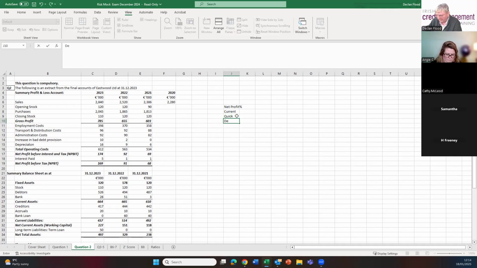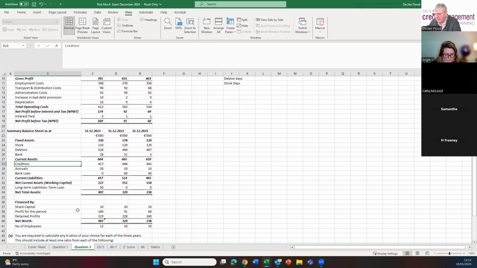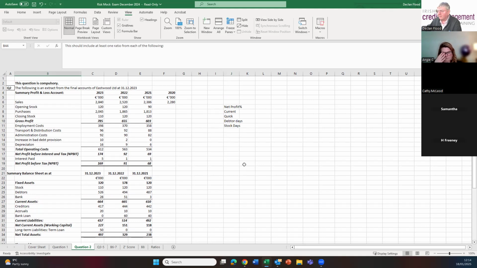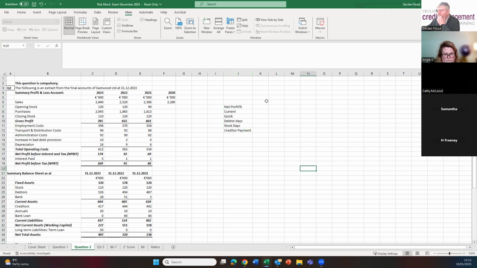I'm going to take my debtor days. I'm going to take my stock days. And so what does it say? It says you're required to pick any 6 ratios of your choice for each year, which should include at least 1 ratio from each of the following. So that's 1 profitability one, I've done that. Current and quick, that's 2 solvency ones, debtor days, stock days, and say creditor payment. So now you can pick any 6. And what we're looking at here is 2023, 2022, and 2021. So they're the 3 years that we're looking at.